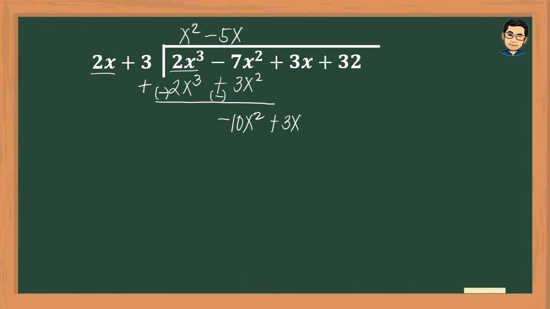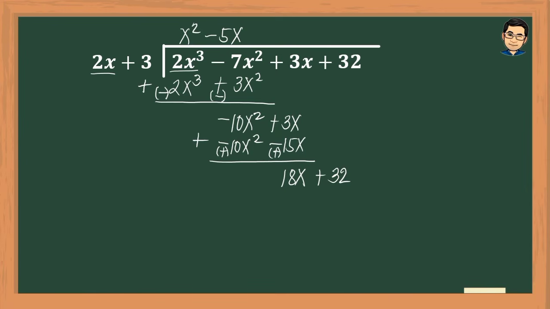And then, we multiply negative 5x to 2x plus 3. That will become negative 10x squared minus 15x. And then, we change the sign of the subtrahend. And then, we add. Negative 10x squared plus 10x squared, that is 0. 3x plus 15x, that is 18x. And then finally, we bring down 32.